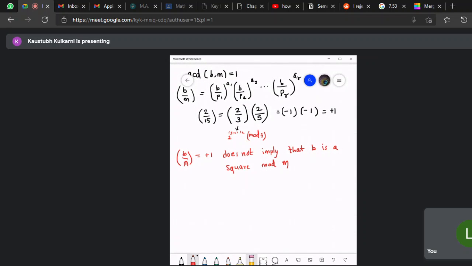Now what is the purpose of Jacobi symbols then? Jacobi symbols are normally used in the factorization of large numbers and in primality testing. After certain more theorems and properties, we'll see exactly how the Jacobi symbol can be used to test for primality. Okay, any questions up to this point? Okay, then I'll proceed.